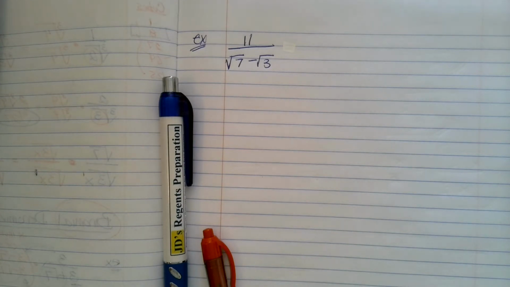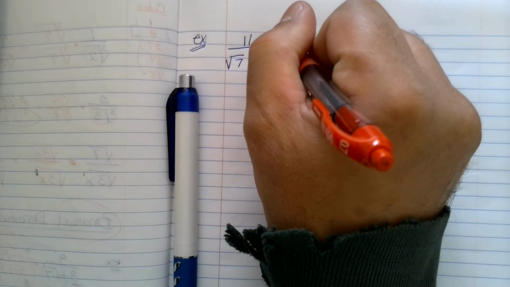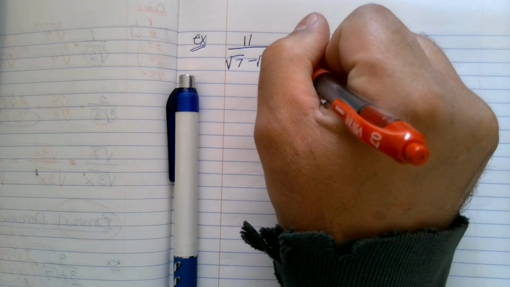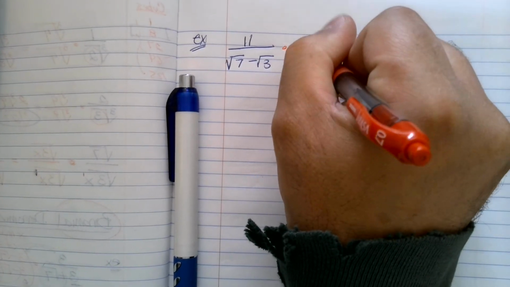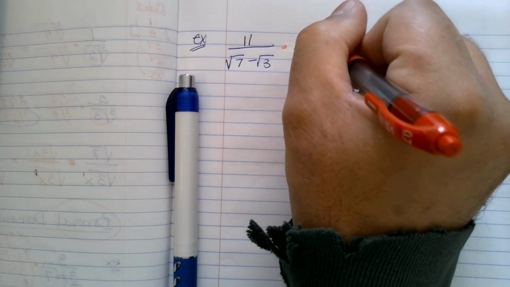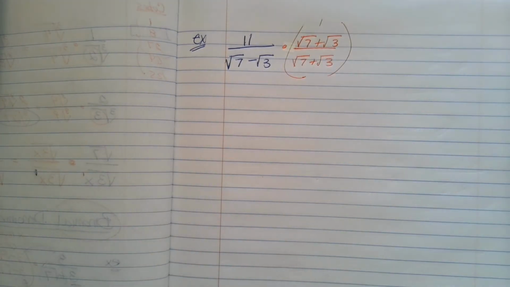In this example, the binomial has 2 radicals in the denominator. That doesn't make a difference. Again, we're looking to rationalize the denominator. So all we need to do is multiply the denominator by the conjugate. So we're going to multiply by rad 7 plus radical 3. Right? And whatever I do to the denominator, I have to also do to the numerator. So that way this value is equivalent to 1.